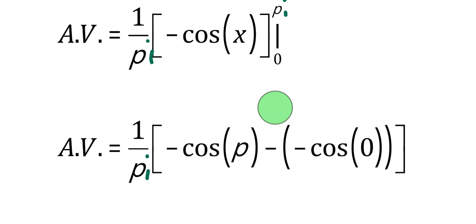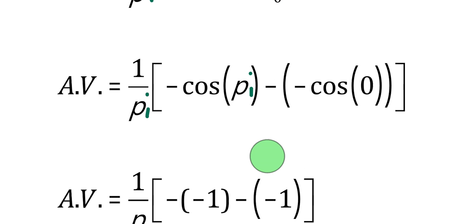So it's going to be 1 over pi times negative cosine of pi, so we're plugging that in for x, minus negative cosine of 0. Now why is it minus negative? Because when you plug this in, you subtract the lower limit, and it's negative here. So it's going to be a double negative, which we know is going to become a positive.